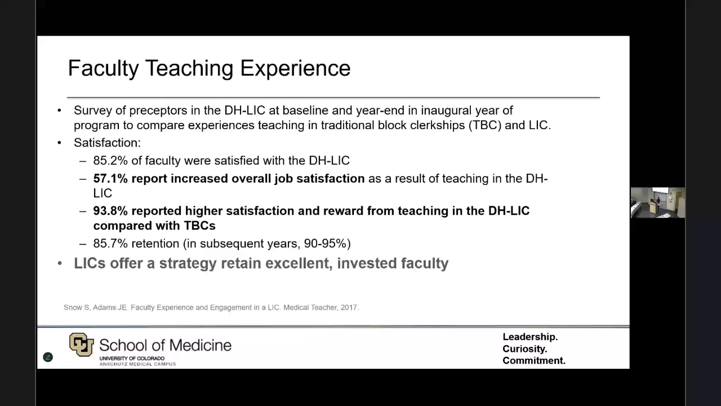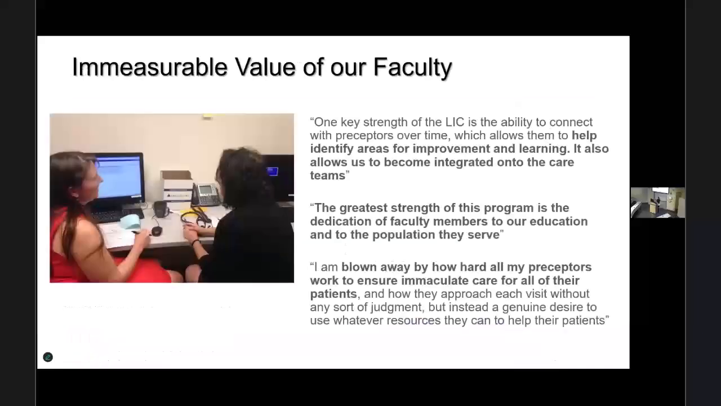So the LICs are invested in retaining these excellent faculty and making sure that they get the benefit of teaching and working with LIC students. You, the faculty, are of immeasurable value to this program. It just does not happen without you. And again, students recognize that the preceptors are the heart and soul and what makes this program happen. And so these quotes, which I won't spend too much time on, but you could read here since we're running up against the end of our time, are some student quotes illustrative of just how much their preceptors meant to them.